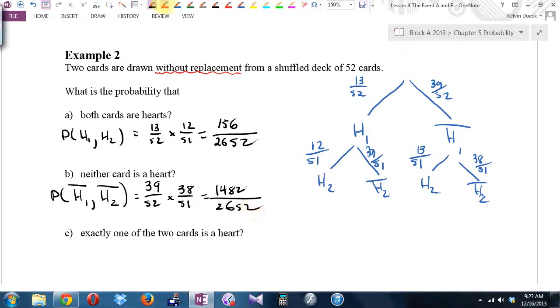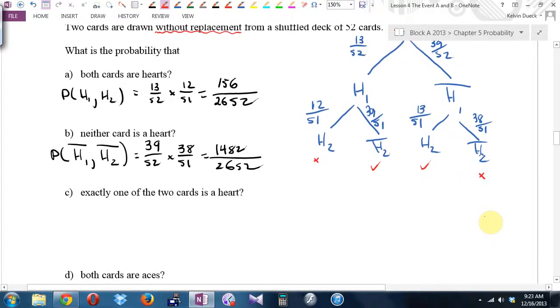So you guys can tell me, would I put a check mark underneath the first branch, the left-hand branch? Why not? Oh, that's two hearts, and it says exactly one. So I'm going to say, no. Would I put a check mark under here? Yeah? Would I put a check mark under the third branch? Yeah? Would I put a check mark under the fourth branch? Okay.